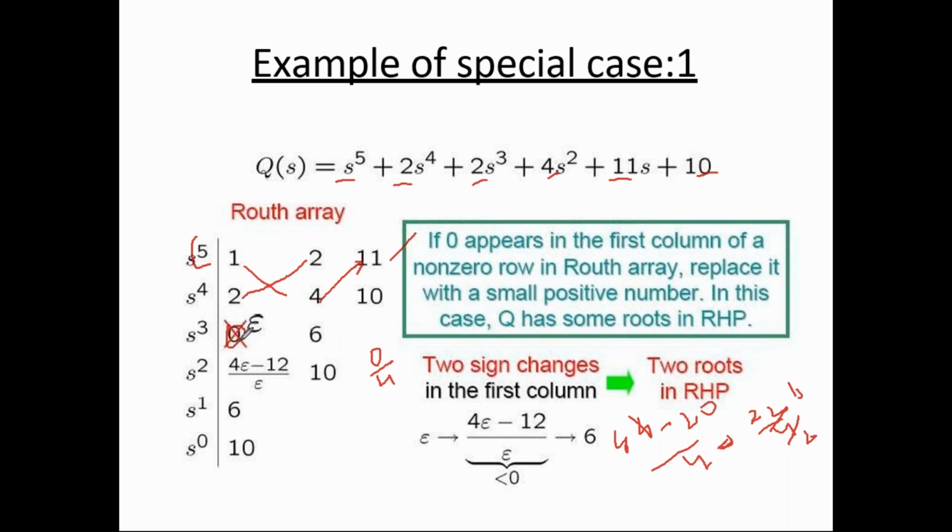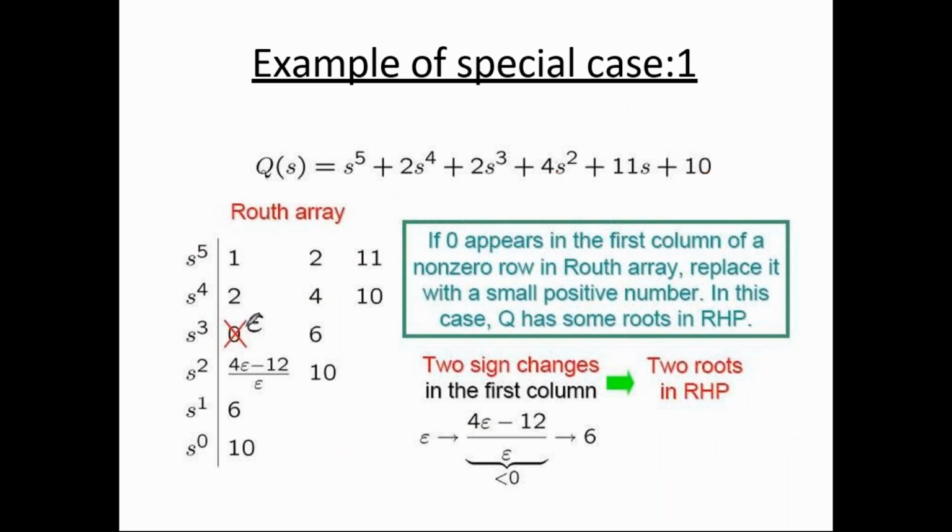Again, now I am going to replace this 0 by epsilon. Suppose if you place the epsilon, then you can simply compute. So 4 into epsilon minus 6 into 2 is 12 divided by epsilon. Okay, next 6 into 10 minus, here 0, so 60 minus 0 divided by 6, so 10 you will get. Okay, next s power 1, this one into 6, so you will get 6 here. So finally there are two sign changes in the first column. So I will explain you clearly here.